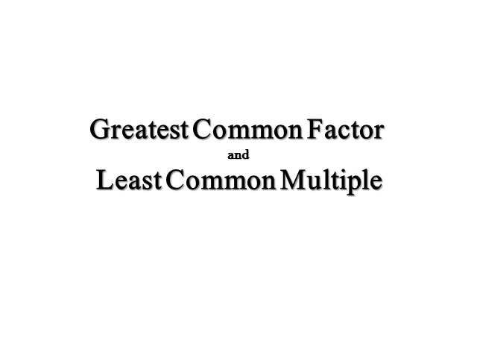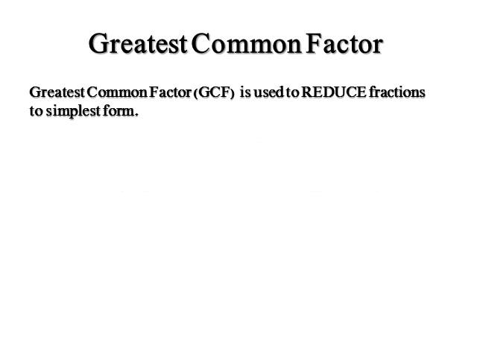Okay, two of the lessons that we had in the past were greatest common factor and least common multiple. And I'd like to review some of these because these two numbers are really important in doing some operations for fractions. So let's start with greatest common factor. The greatest common factor, commonly known as GCF, is used to reduce fractions to simplest form.